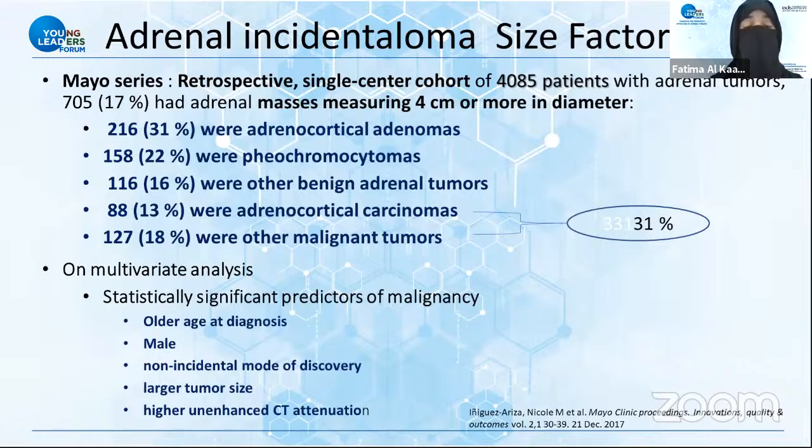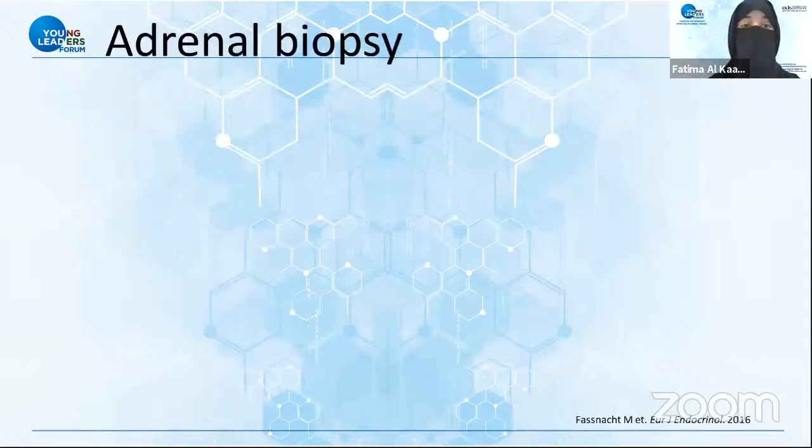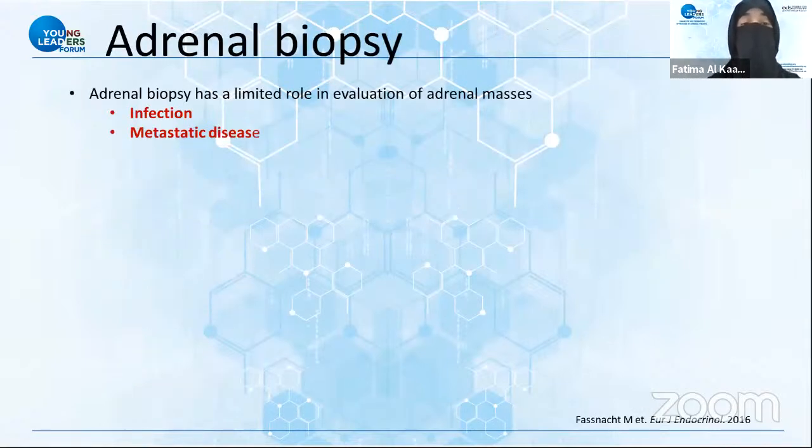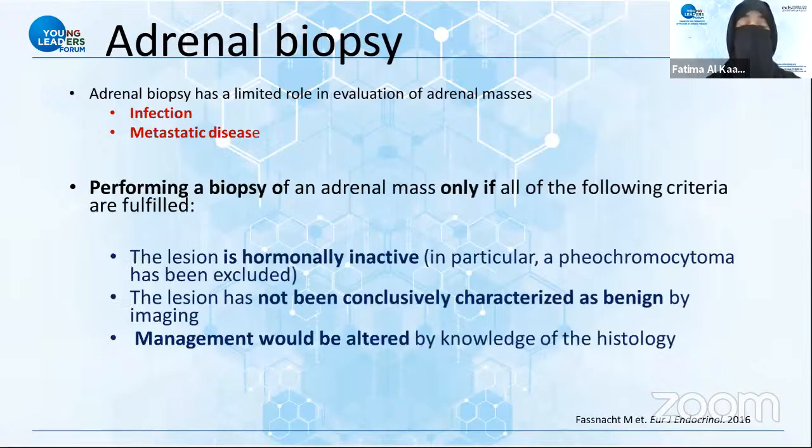With regard to other predictors for malignancy, they found that older age at diagnosis, male gender, non-incidental mode of discovery, large tumor size, and higher unenhanced CT attenuation are predictors for malignancy. Moving to adrenal biopsy, it has a limited role in evaluation of adrenal mass. We can use it in infection or in the case of metastatic disease. However, when we perform a biopsy, we should make sure that the following criteria are fulfilled. The lesion is hormonally inactive and pheochromocytoma has been excluded. The lesion has not been characterized as benign in the imaging, and the management will be altered by the knowledge of the histology. Otherwise, we don't need to perform adrenal biopsy.